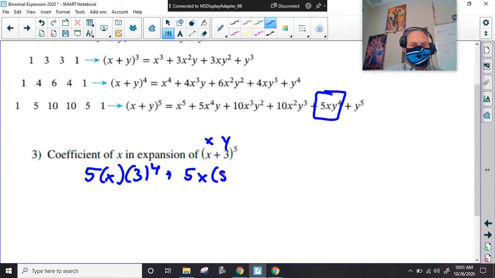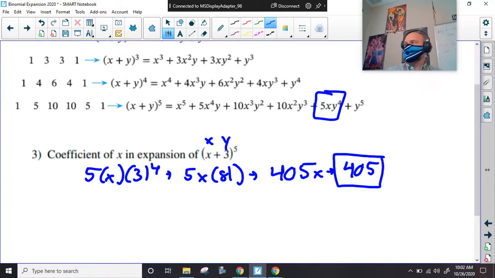Times x times 81, which is 405x. All we're asking for is 405. The reason why I like this is because we're going through, I'm actually finding the term and then just getting the coefficient.